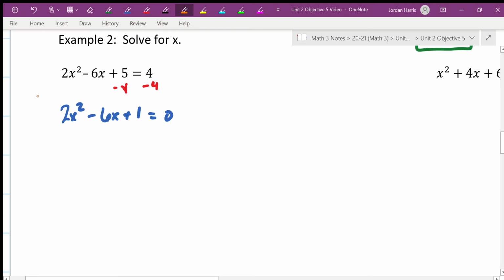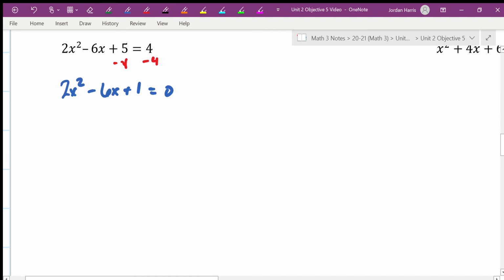So if I check the factoring, 2x and x, the only way to make 1 is 1 and 1. But I need to get a negative 6. So I get 2 and 1 makes 3. That's the highest I can go. This one is not factorable. I should erase my factors so I don't forget about that. It's not factorable. That means I'm using the quadratic formula.